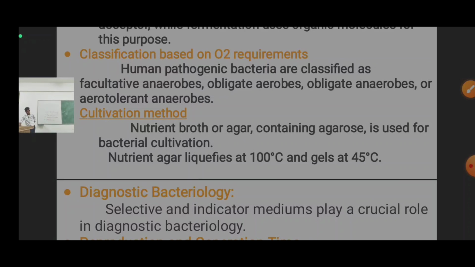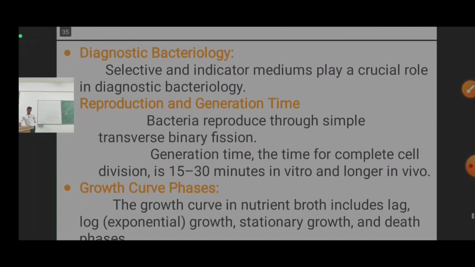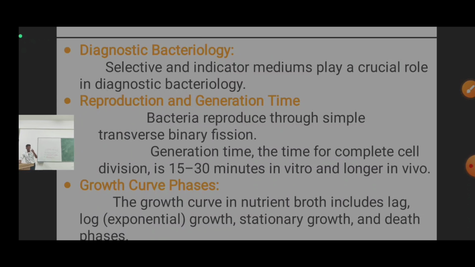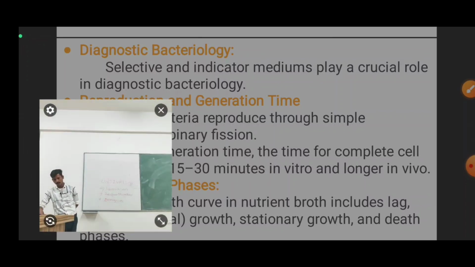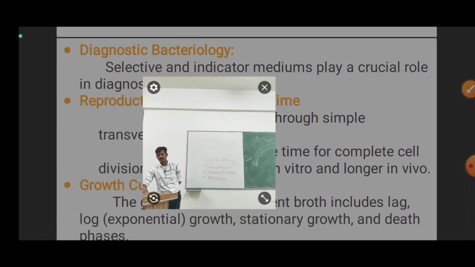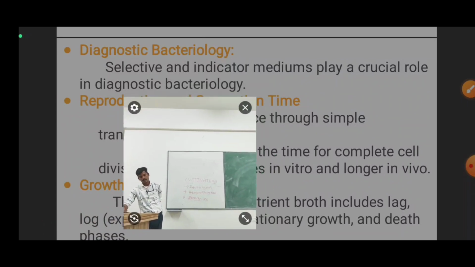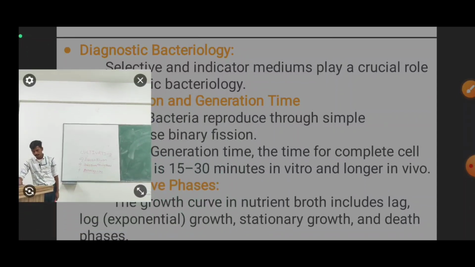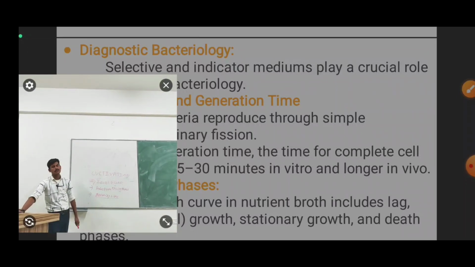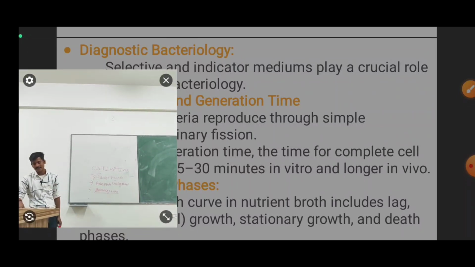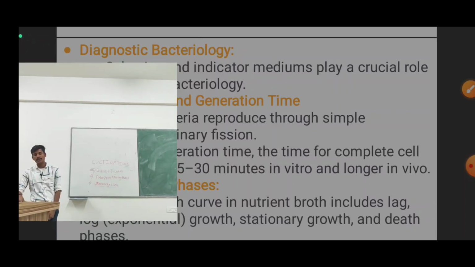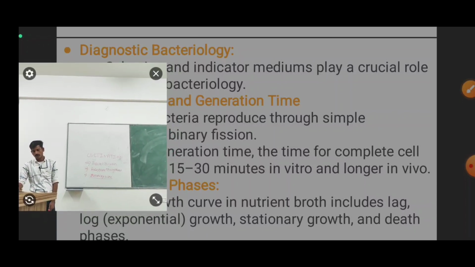Now the diagnostic bacteriology. Basically, we suspect, okay, this person's signs and symptoms show that this kind of bacteria may be present. Then we take the sample and send it to the lab. This is called diagnostic bacteriology. So selective and indicator media play a crucial role in diagnostic bacteriology. We already discussed reproduction and generation time. This growing time is also called the generation time, and in the case of bacteria, it takes 15 to 30 minutes for proper growth.